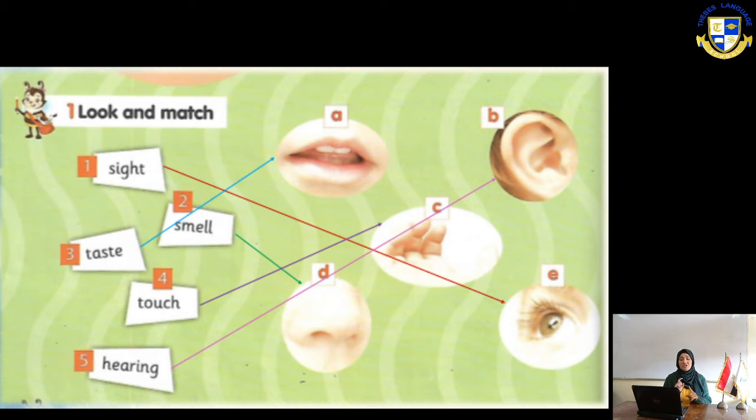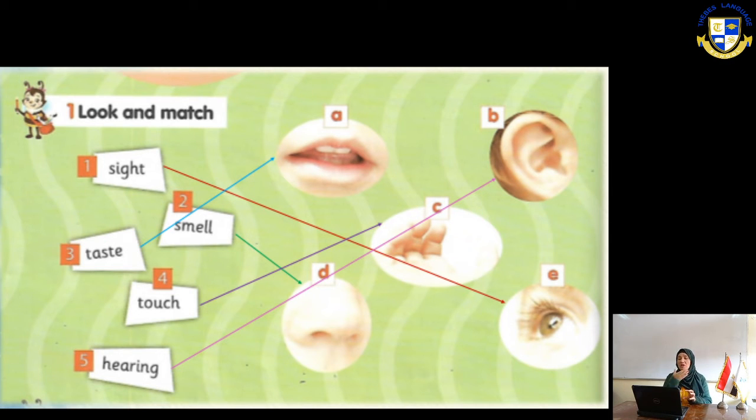Next slide, exercise number 1, look and match. Sight. Sight in our eyes. Now, GH in sight is silent, like the word 8, E-I-G-H-T, number 8. GH, we don't pronounce the GH.